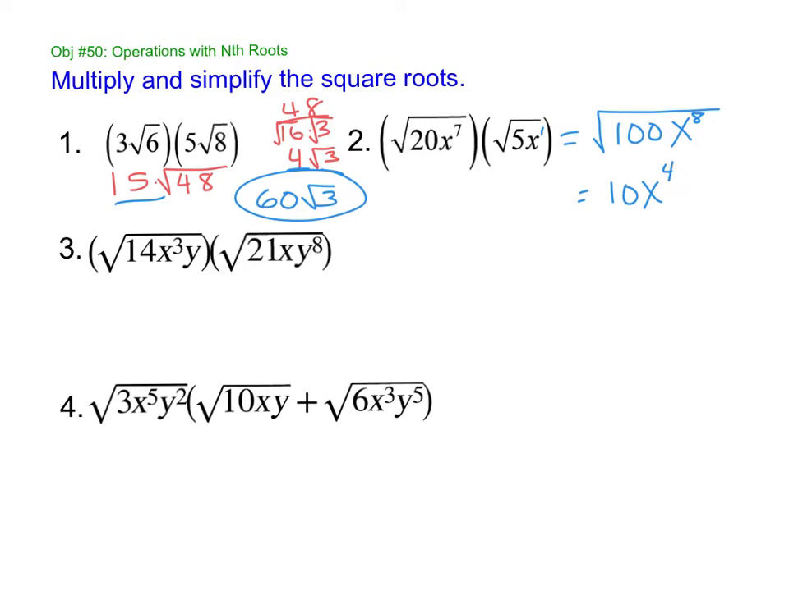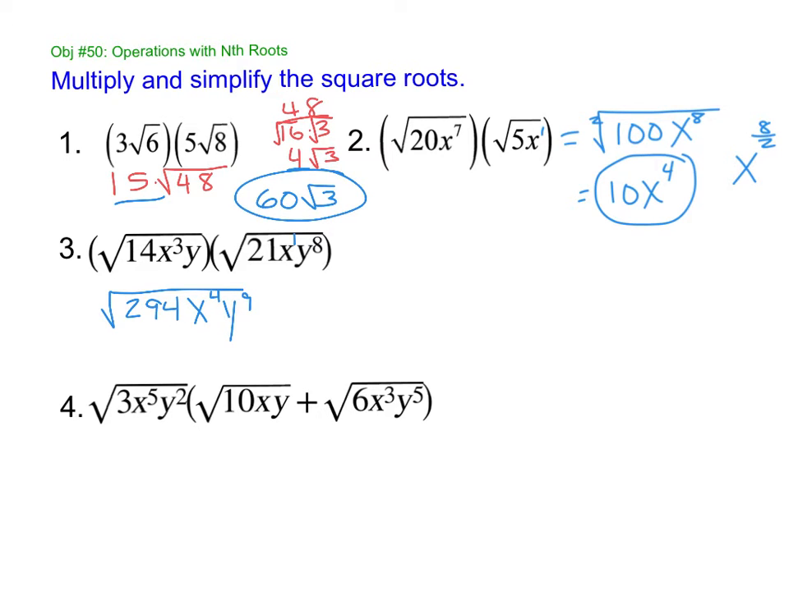X to the 4th. Because remember, a square root is to the 1/2. So this is really x to the 8 over 2. There's that 2 there. 8 divided by 2 is 4. Right? That's the fast way to remember it. All right, next one. So we've got 14 and 21, which gives us 294. X to the 4th, 3 plus 1, and y to the 9th.